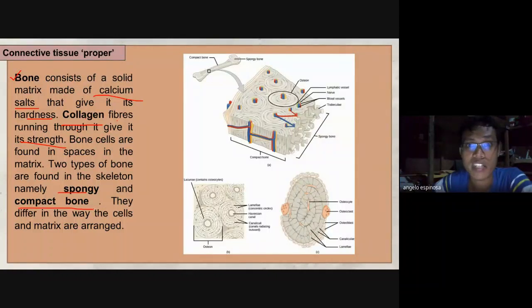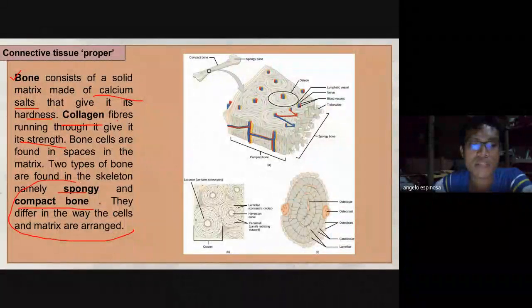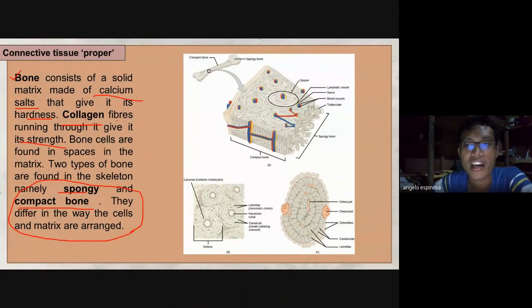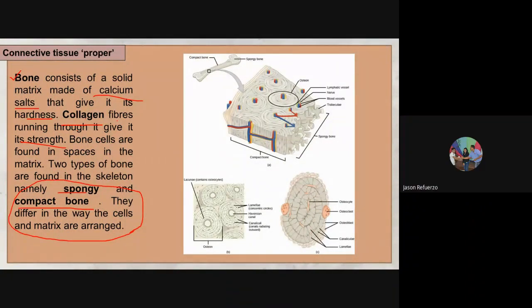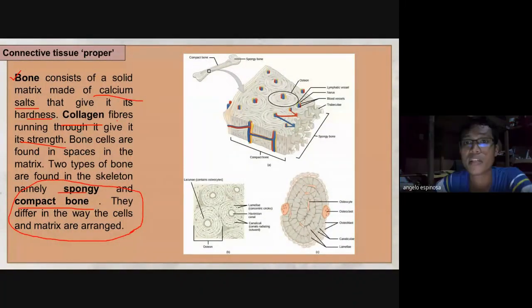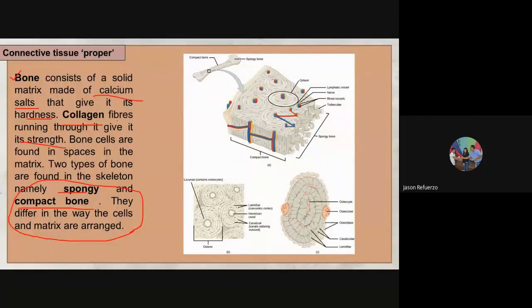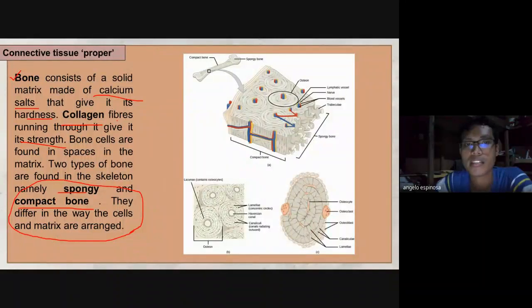So we will tackle that once we reach the animal anatomy. They differ in the way the cells and matrix are arranged. We know naman which part of the bone is the spongy. I will ask Jason. Jason, which part of the bone is the creation of red blood cells? Bone marrow, sir. Which part of the bone marrow? We have two types, compact bone and spongy bone. I think it's spongy bone, sir. Yes, it's spongy bone. Kasi sa spongy bone, dyan yung creation ng red blood cells.